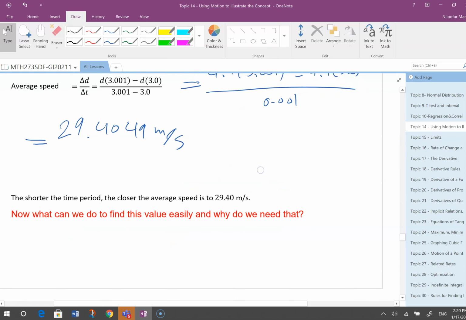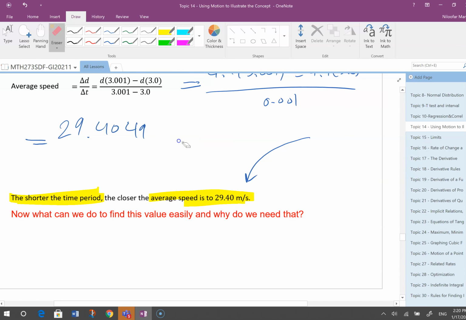I say, okay, so the shorter the period, see here, I go closer and closer. I see the average speed is this. So again, I go closer, I continue. 3.0001, 3.000001. Do you know what I mean? So I go closer. Now you would tell me, okay, yes, you found the answer. This is the speed at that moment, but we had a lot of trouble to find it. It was very hard to find it.